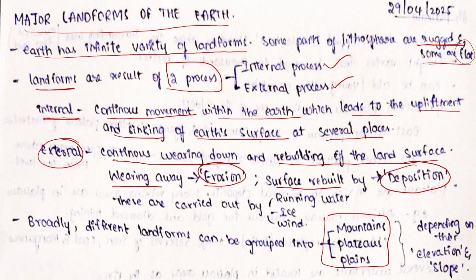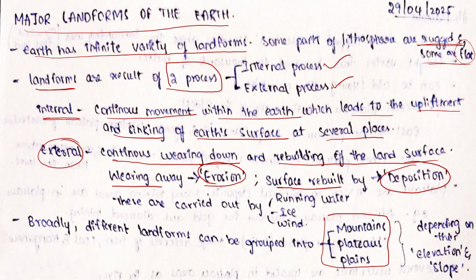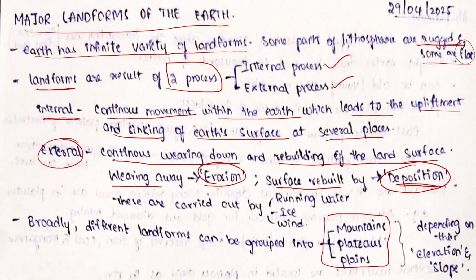This is nothing but the changes that happen on the surface of the Earth and worn down by wind, water or ice. This is called erosion. When these materials get collected and settled in other places, it is called deposition. So the land is always changing. Some parts get worn away and some get built up again. And these are carried out by running water, ice and wind.